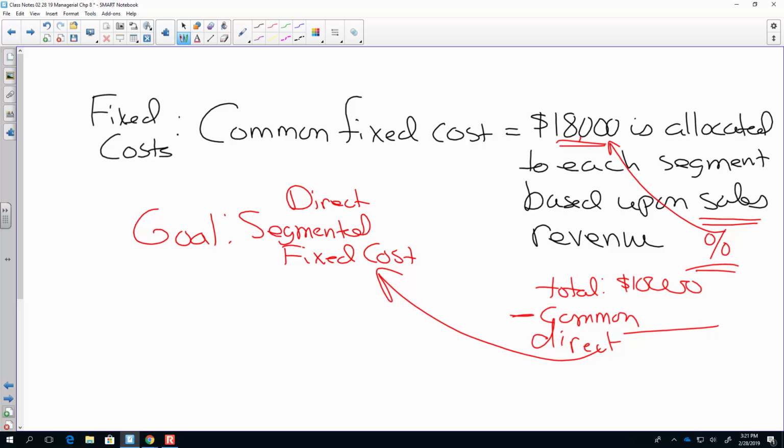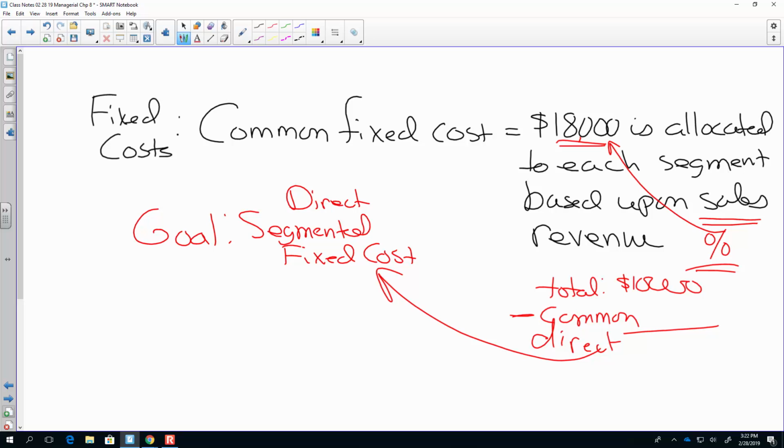Carla: Wait, so the 10,000 is only listed on here. So the common would be the 18,000 times the percent of whatever the sales are? Yes. That equals the direct? You subtract that common part out of the total to get the direct. Yeah, you got it. That's exactly what I want you to do. Okay. Excellent.